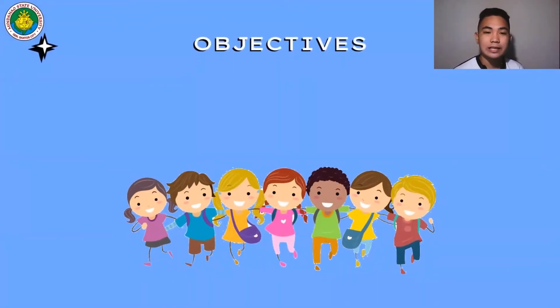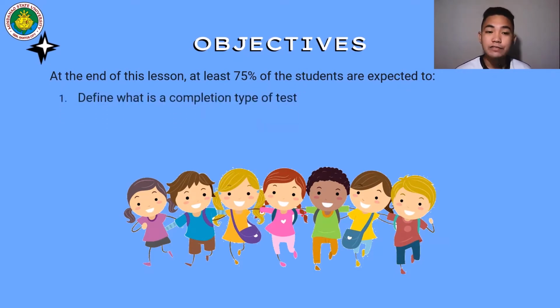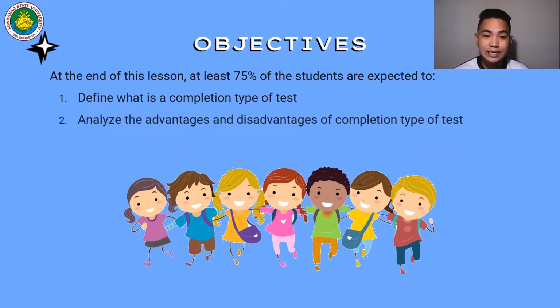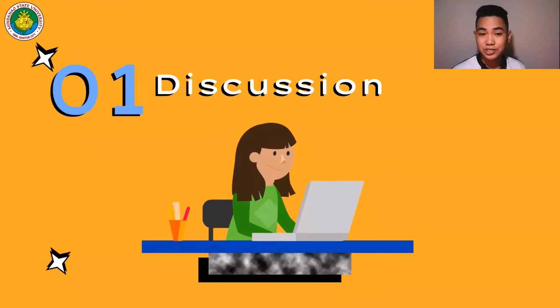So before we start, let me read to you the objectives. At the end of this lesson, at least 75% of the students or the viewers are expected to, number 1, define what is completion type of test. Number 2, analyze the advantages and disadvantages of completion type of test. And number 3, to familiarize the guidelines in writing completion test in problem solving. So let's proceed with the discussion.